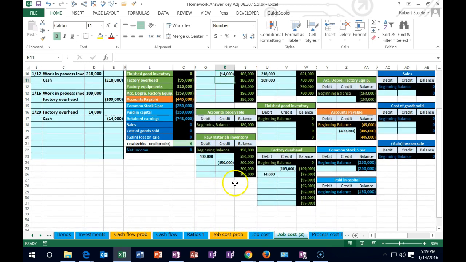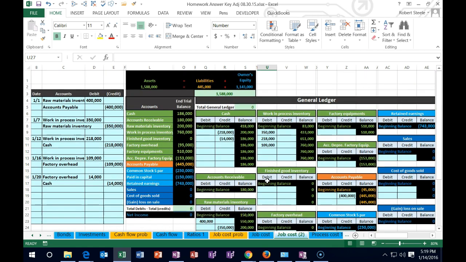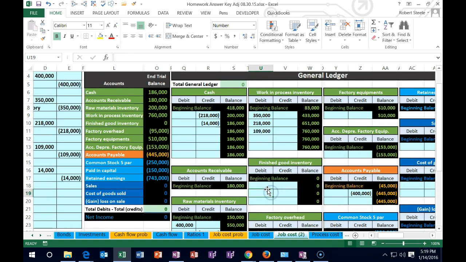Notice that we posted to the factory overhead. We do not need to do anything with the job cost sheet in that case, because we don't do anything with the job cost sheet until we allocate it from factory overhead to the work in process, which we had already done for overhead, which is that 109. All right, going to make this larger again, make it back up to 100% on the taskbar.